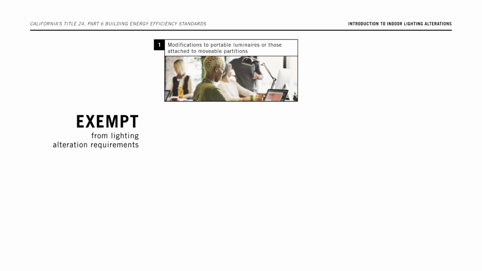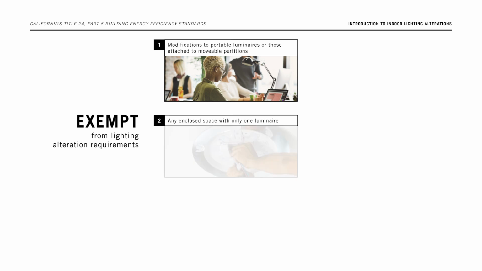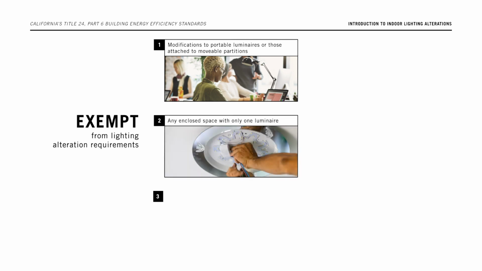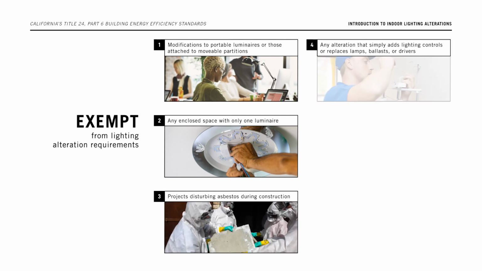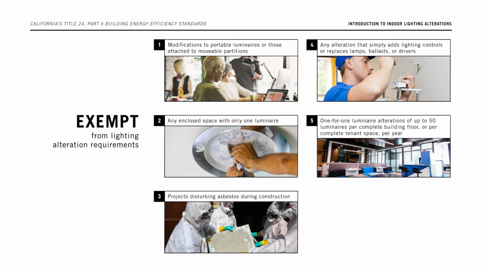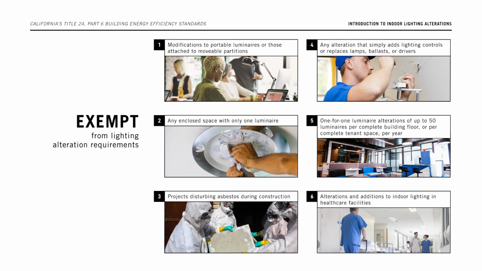Note that there are 6 types of projects that are exempt from the alterations requirements for indoor lighting. They include modifications to portable luminaires or those attached to movable partitions, any enclosed space with only one luminaire, projects that could disturb asbestos during construction, any alteration that simply adds lighting controls or replaces lamps, ballasts, or drivers, one-for-one luminaire alterations of up to 50 luminaires per year per complete building floor or complete tenant space, and alterations and additions to indoor lighting in healthcare facilities.